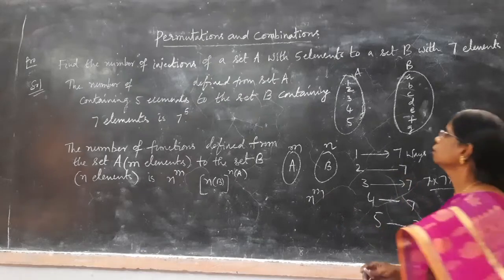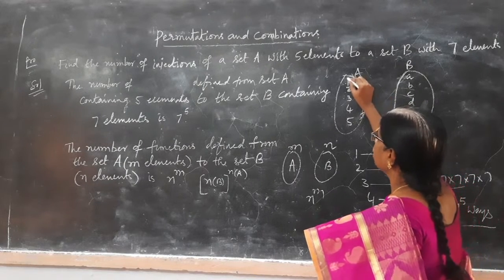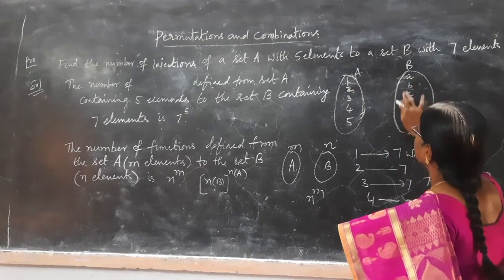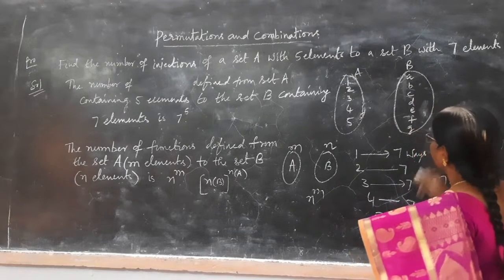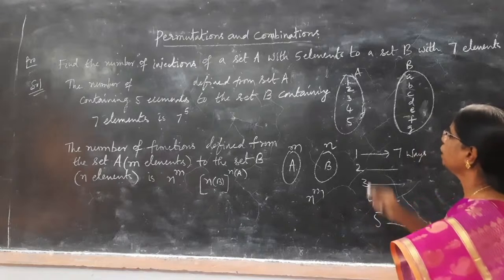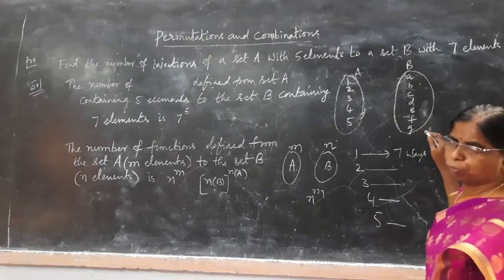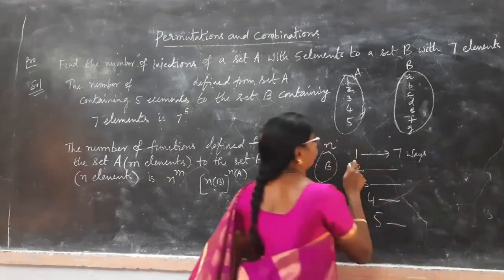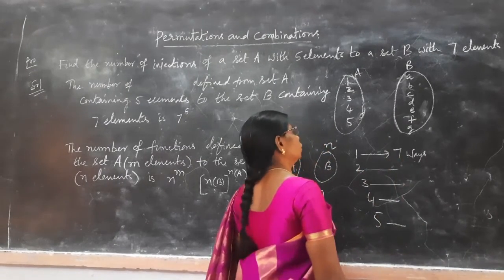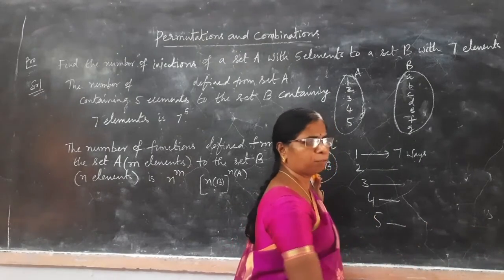That is the condition. Now what I am doing is first mapping 1. The element 1 can be mapped with any one of the 7 elements in B. So 1 can be mapped in 7 ways. The first element of A can be mapped with any one of the 7 elements of B. To find the image of 1, it can be mapped in 7 ways. A function means all elements must be mapped, so we have to show images for all of them.